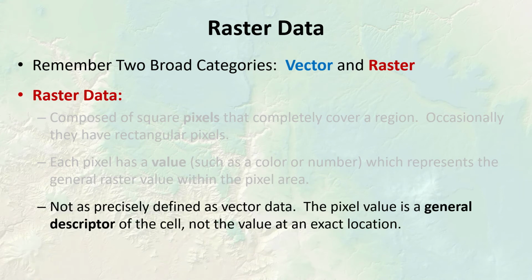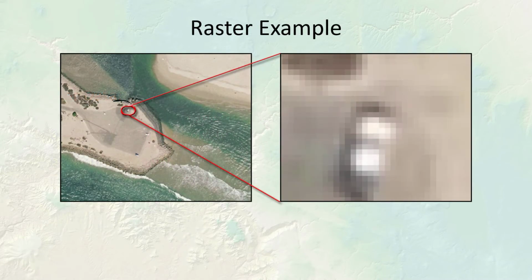Now, raster data in general are not nearly as precisely defined as vector data, nor should they be understood that way. Pixel value is just a general descriptor of the cell. It's not the value at any exact location. So here's a typical raster. And clearly this is imagery, and not most, but many rasters are image data sets. In fact, any image file can be considered to be a raster data set.